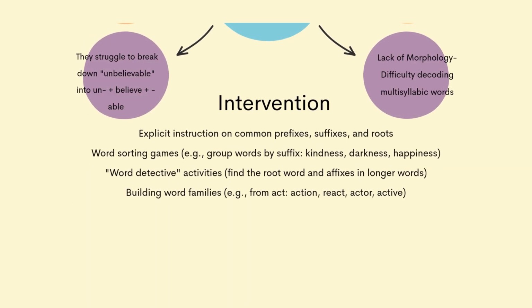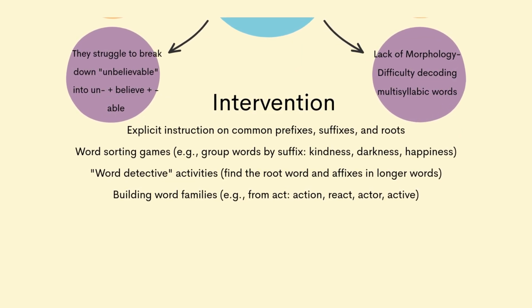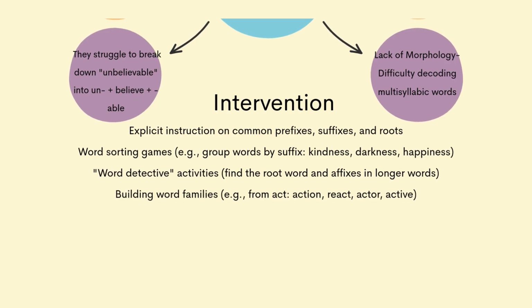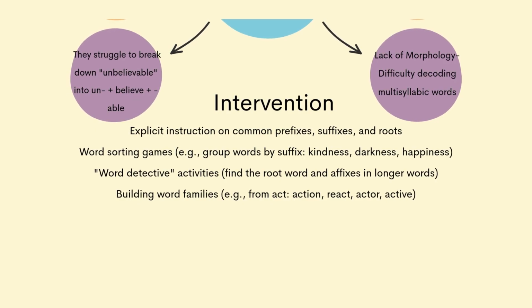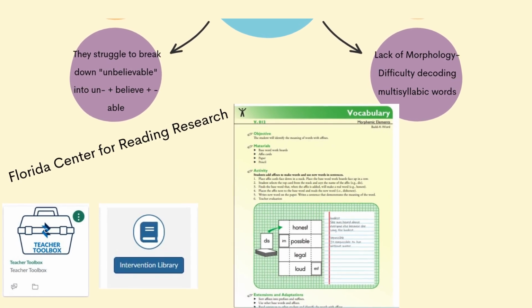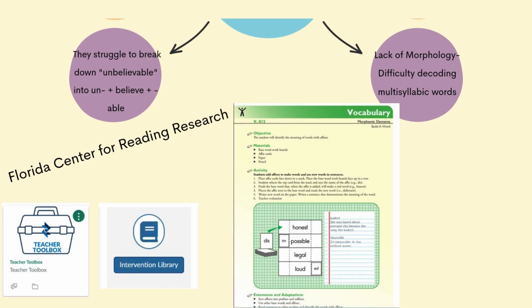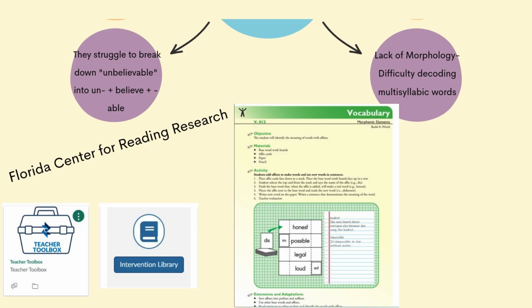So when you do this intervention, the best way is explicit instruction on common prefixes, suffixes, and roots, word sort games, word detectives, or like building words, anything along those lines is a great intervention. So again, I went to my teacher toolbox, and in there I found again an activity from Florida Center for Reading Research. And I like this activity that helps build vocabulary. It's called Build a Word. Yes, the title is as simple as that.